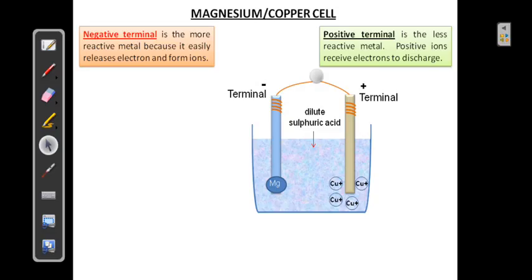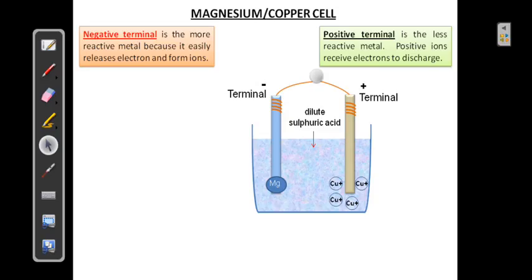Now this is the common one. The negative terminal is the more reactive metal because it easily releases electrons and forms ions. So what do you suppose will be used at the negative terminal, which is the anode? Of course, it's magnesium, right? You know magnesium is very much higher than copper in the electrochemical series. So the positive terminal should be the copper metal, because it is the less reactive metal. So positive ions receive electrons to be discharged.